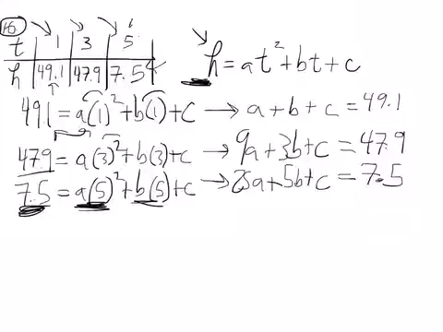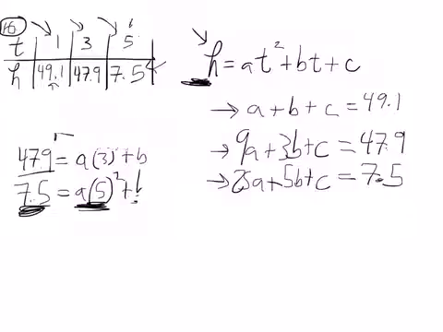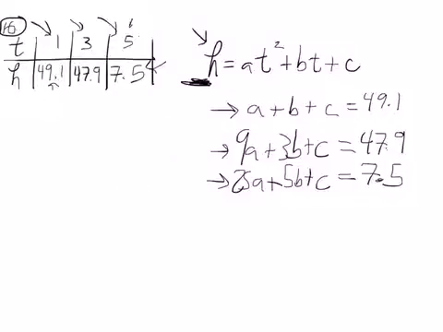Great. So now I have this system of equations, and I need to solve it to figure out what A, B, and C are. I am going to erase this, make myself a little bit of space here for work. And what I'm going to do is turn this system of equations into a matrix.